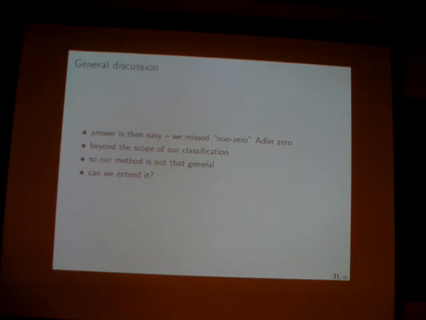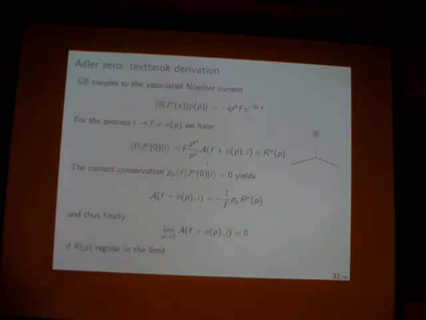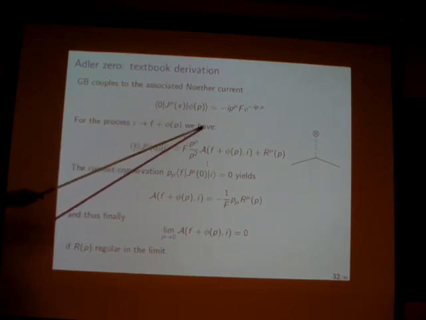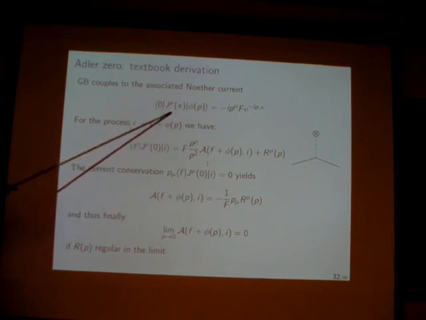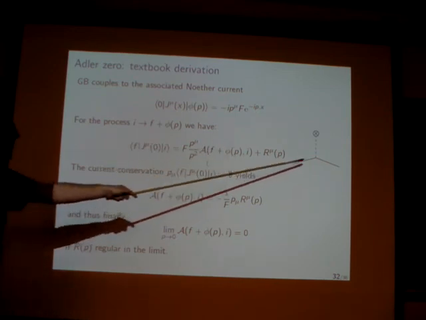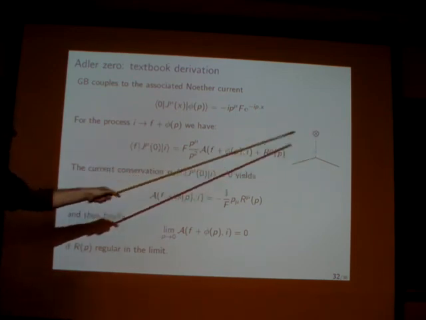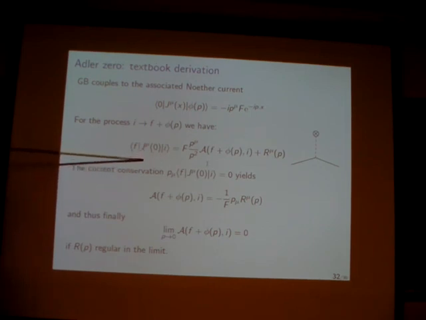So the natural question: can we extend it? Only a few pages, I hope I make it in time. So let's briefly repeat what the Adler zero is, and what the standard textbook derivation of the Adler zero is. You have a necessary and sufficient condition of spontaneous symmetry breaking. It's hidden in the Noether current. If you think of it in diagrams, you have to get such a diagram naturally.